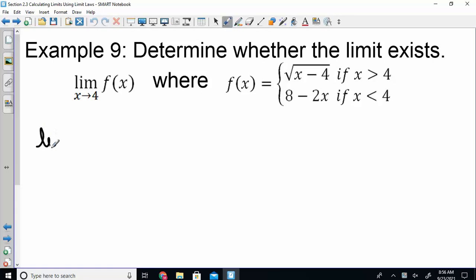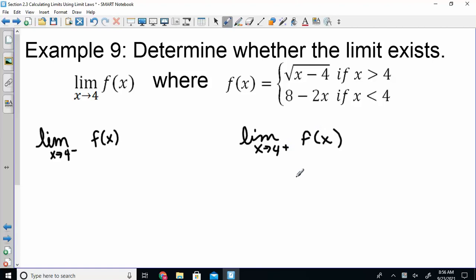So we need to do the limit as x approaches 4 from the left of our function, and the limit as x approaches 4 from the right. And if the limit exists, these two numbers will come out to be the same thing.